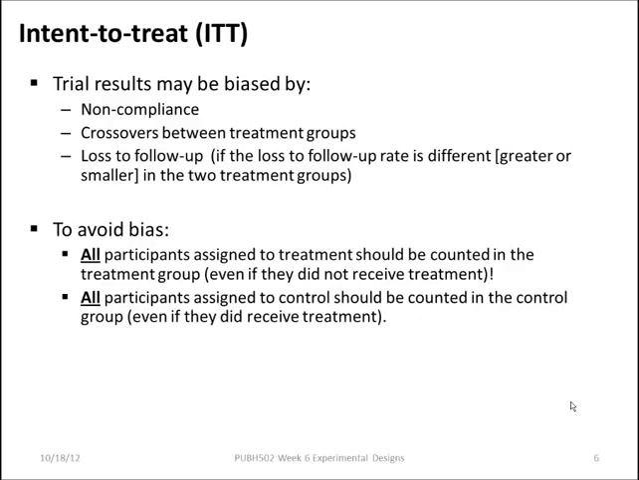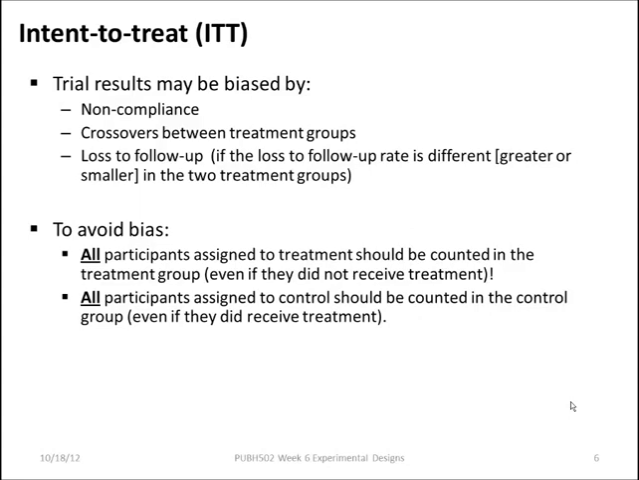And loss to follow-up is generally okay. We just don't want it to be differential. We don't want more loss to follow-up in one group than another. But all of those happen. And if we end up analyzing our data just on who actually got the treatment and who actually got the controls, our results are going to be biased. And to avoid the bias, we do something called intent to treat, meaning we put everybody we intended to get the treatment in the treatment group, regardless of whether they got the treatment or not, and we put everybody that we intended to be in the control group, again, regardless of whether or not they got treatment.